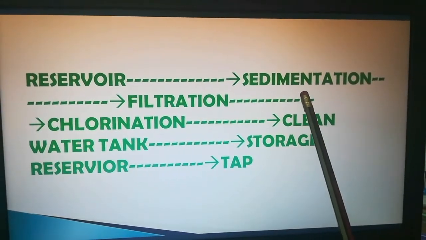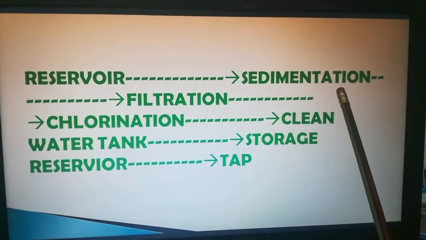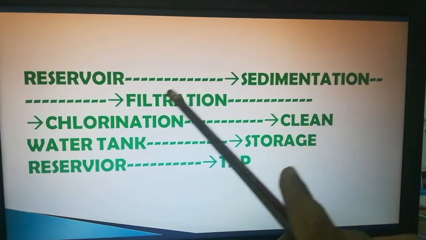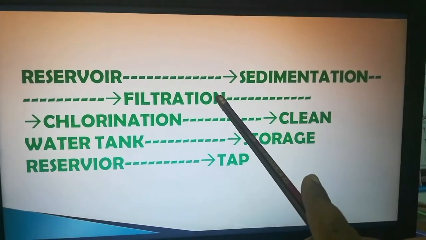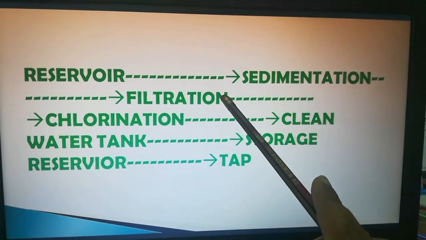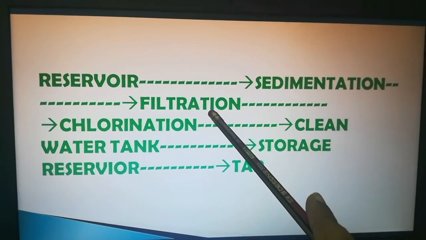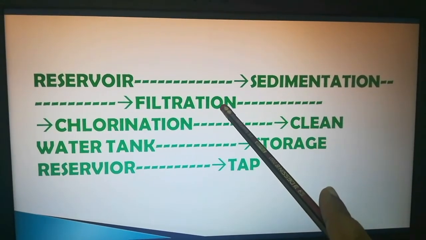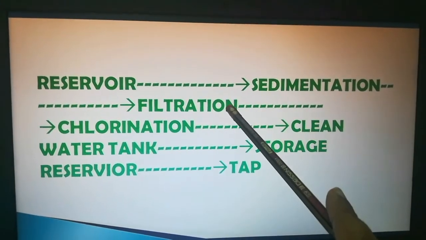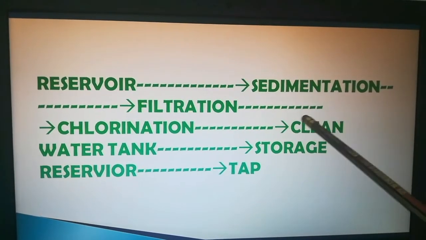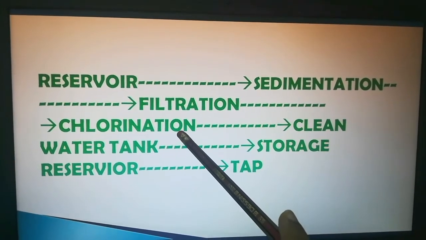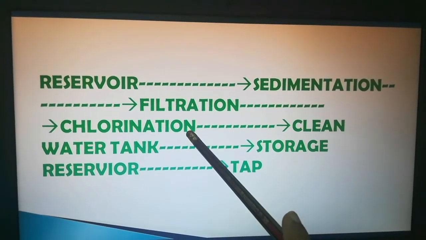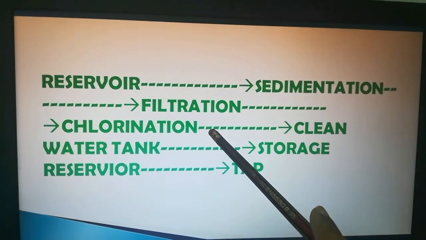Then the water is passed into the sedimentation tank, where the solid particles settle down. Then the water is passed into a filtration tank. The filtration is done by what? Using sand or by using fine screens, which remove the remaining suspended particles. After filtration, the water is passed into another tank, where chlorine gas is bubbled in order to remove what? The harmful bacteria and other microorganisms.